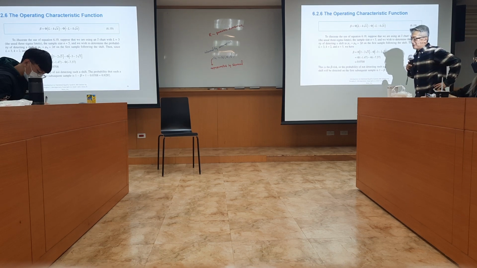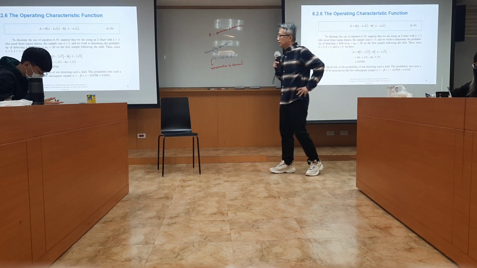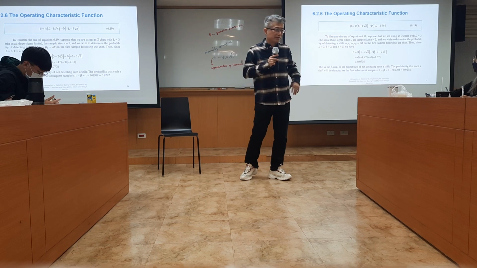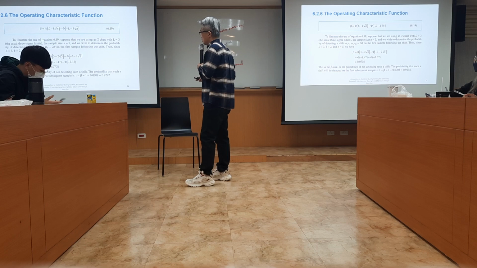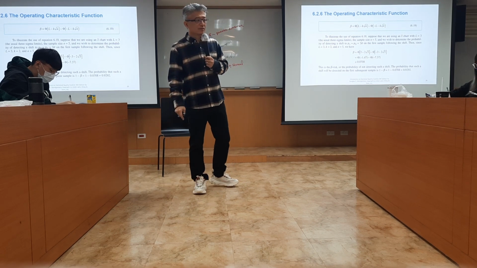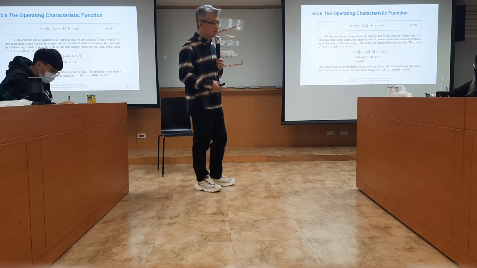They would like to calculate the OC curve. This is known as the operating characteristic curve. It's very important. Then this is the OC function, where beta is equal to phi, and phi is the CDF, the cumulative distribution function.